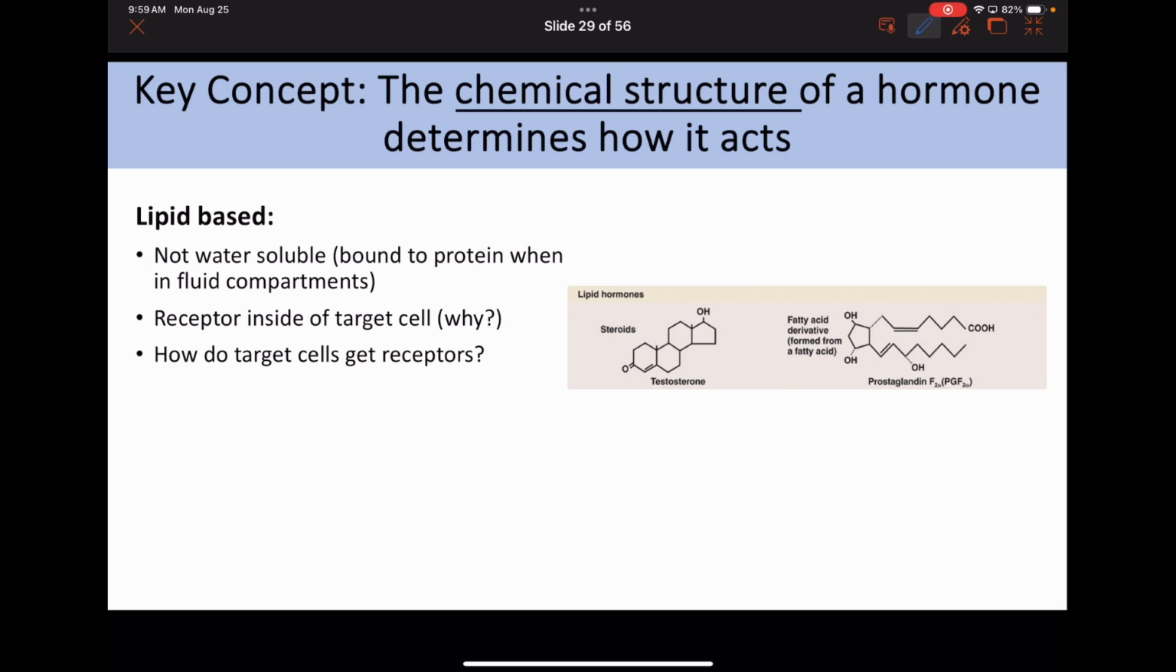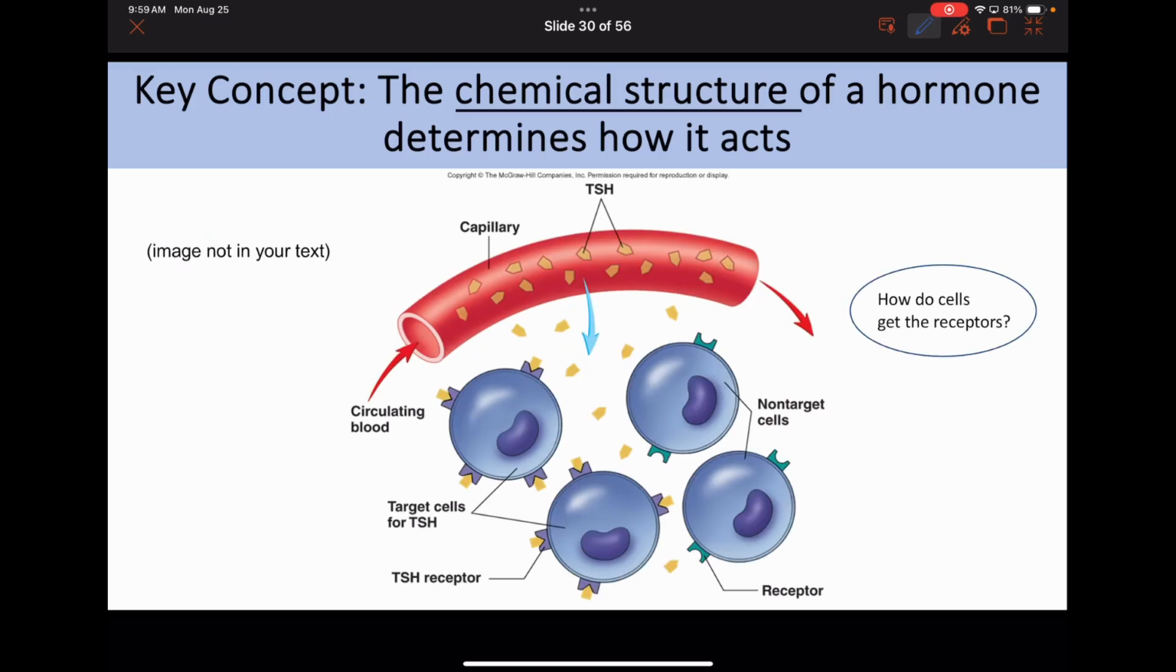So we'll talk about next again, how do target cells get those receptors? Receptors are made from protein. Right? All these receptors on the outside of the cells are made from protein. Where did the directions to make a protein ultimately come from? DNA, right? So how do cells get the receptors? They get it from a gene, essentially our DNA.